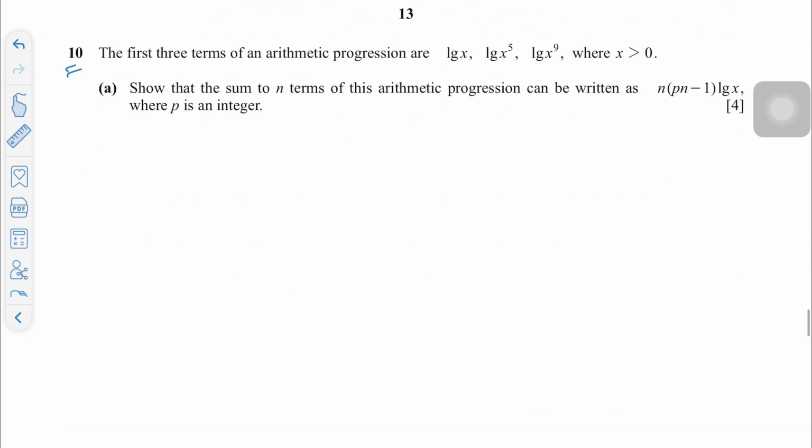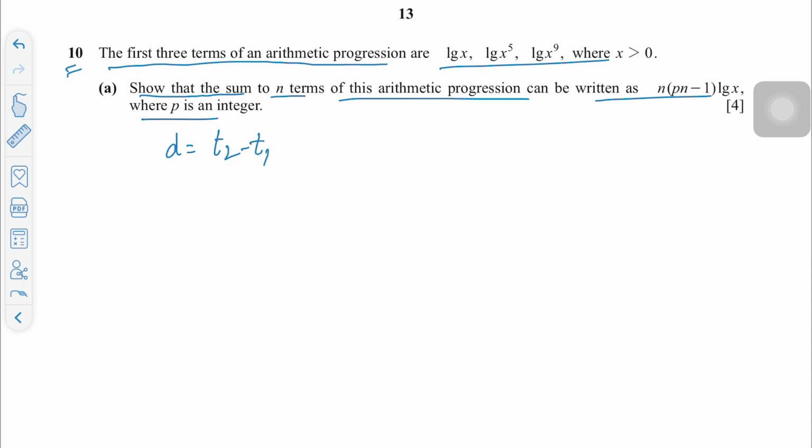Now moving on to question 10, we have the first three terms of an arithmetic progression as this, where x has to be greater than 0. Show that the sum to n terms of this arithmetic progression can be written as this, where p is an integer, right? So let's first calculate the common difference. Our common difference would be t2 minus t1. So this would be written as 5 lgx, or you can just simply move this 5 over here. So this would be 5 lgx minus lgx. This would be 4 lgx, right? We have our common difference. We have our first term, that is lgx.